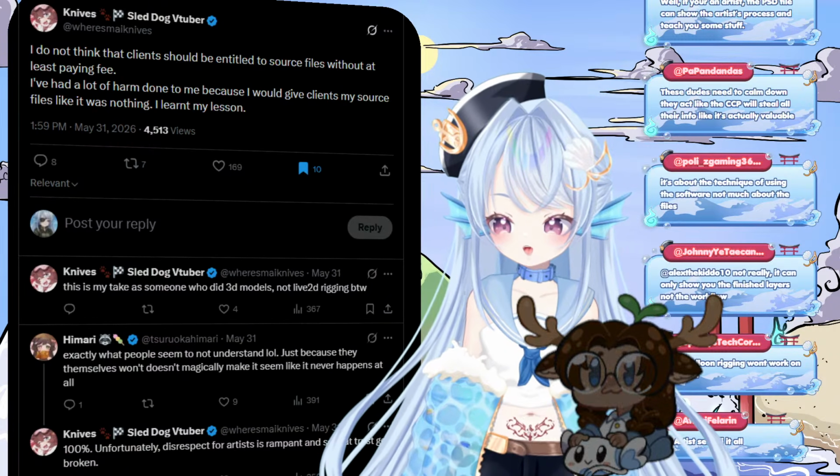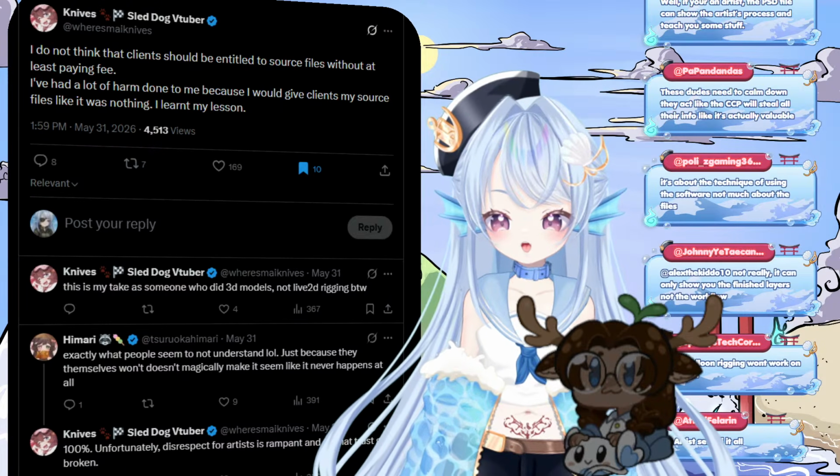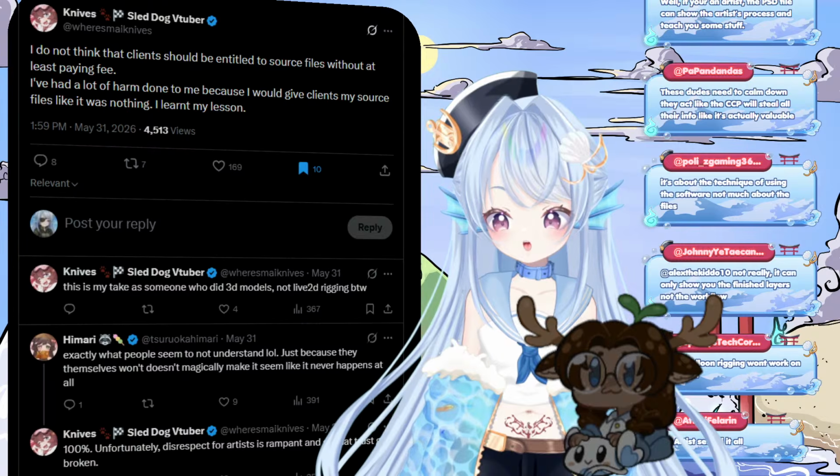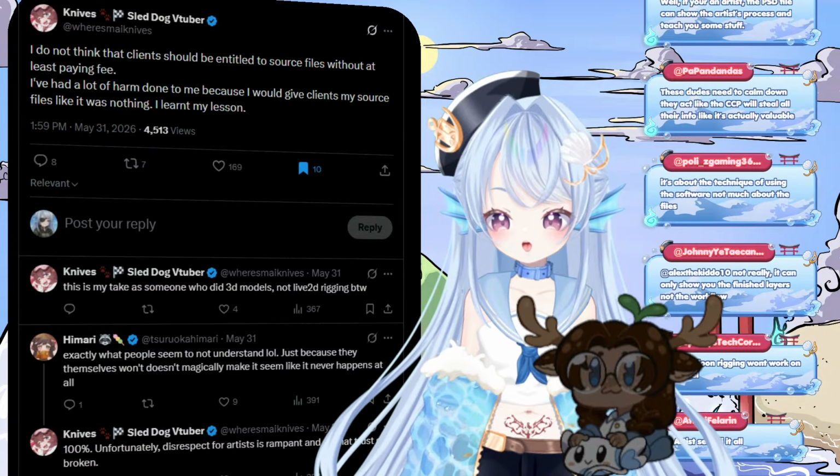It says we got this one. "I do not think that clients should be entitled to source files without at least paying a fee. I've had harm done to me because I would give my clients my source files like it was nothing."